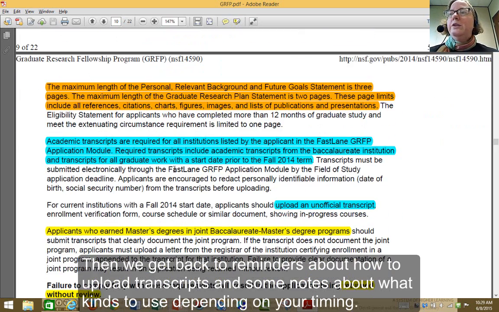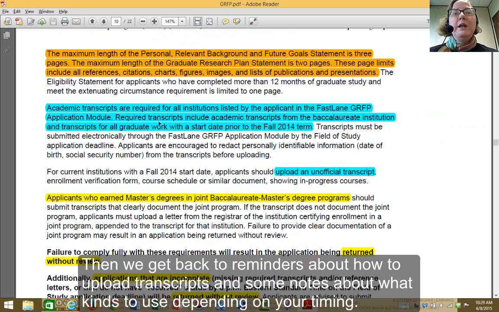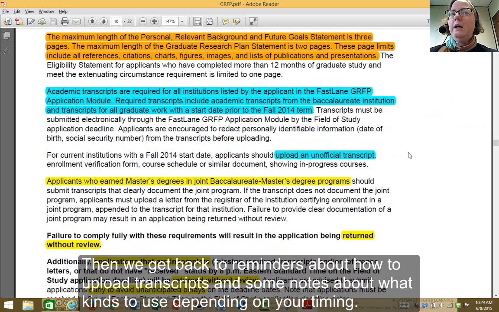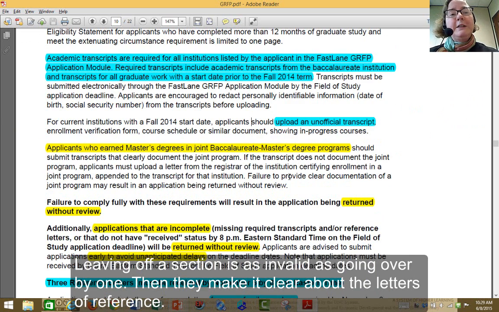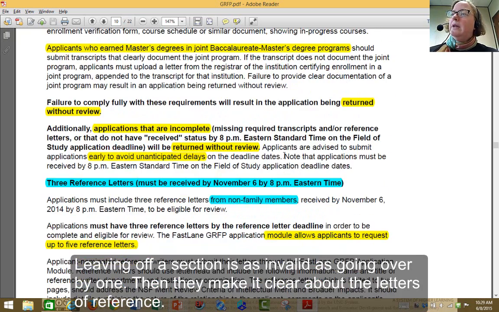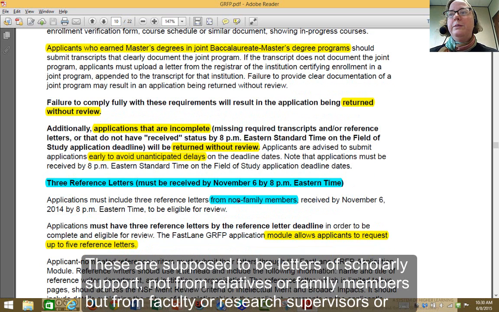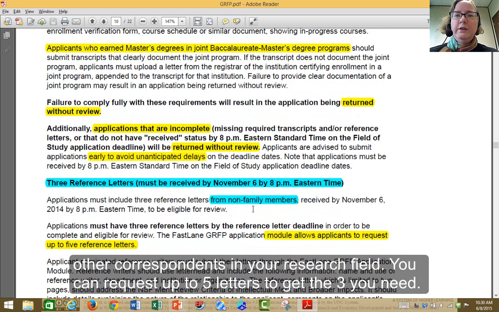Then we get back to the reminders about how to upload the transcripts and some notes about what kinds to use depending on your timing in your program. Leaving off a section is as invalid as going over by a page. Then they make it clear here about letters of reference. These are supposed to be letters of scholarly support, not from relatives or family members, but by faculty or research supervisors or other correspondents in your research field.